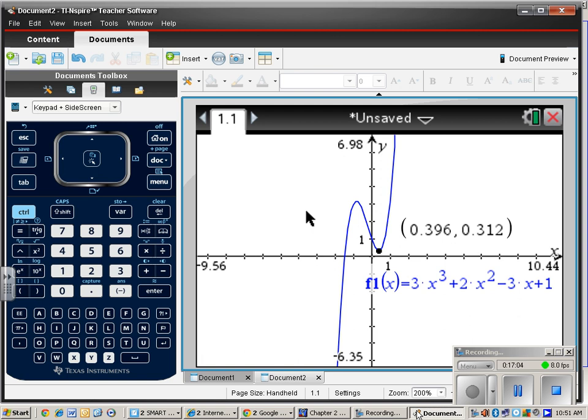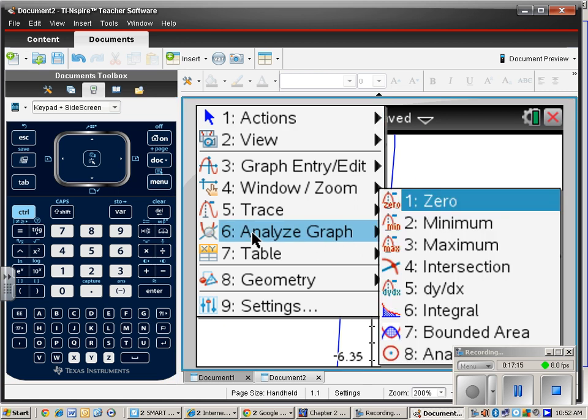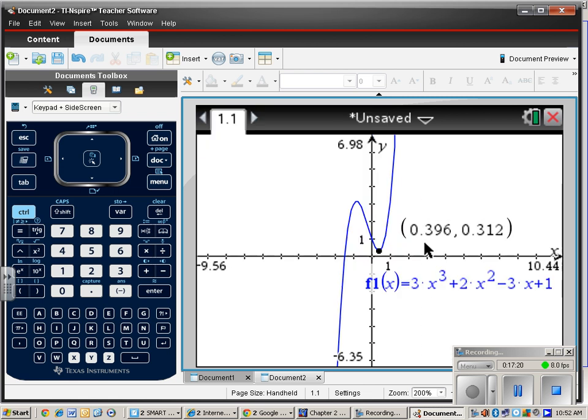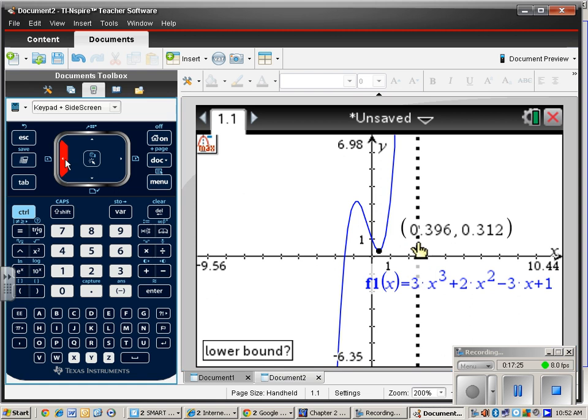Now we're going to find the relative maximum the same way. So we go to menu, go to analyze. Now I want the maximum. Then I have to go left to get to the left of the maximum value. That's good, I'm left of it. It wants the lower bound, so I have to be left of it. Press enter.